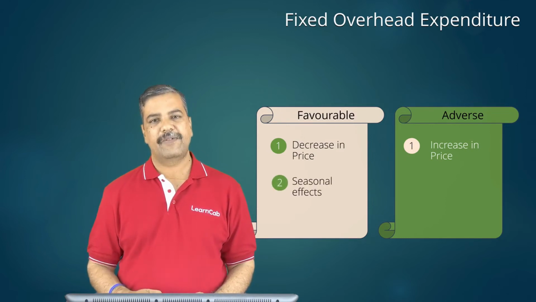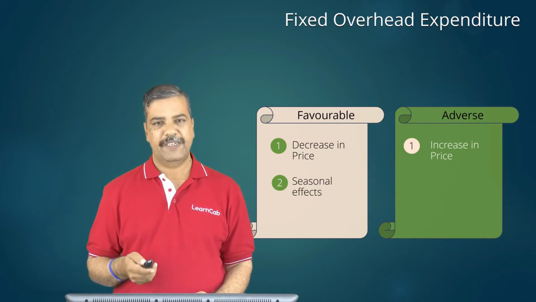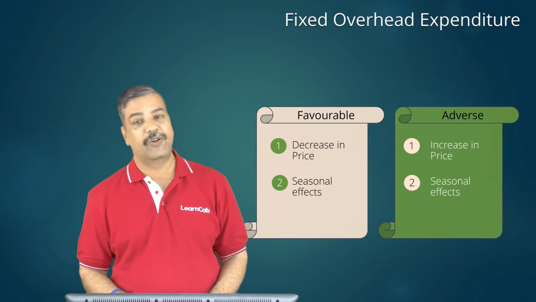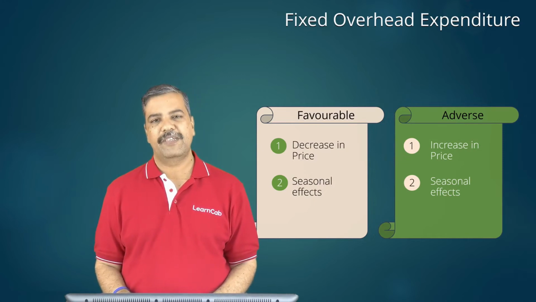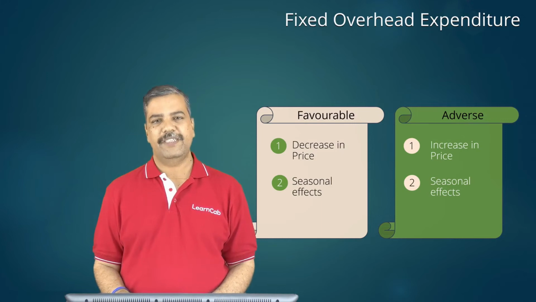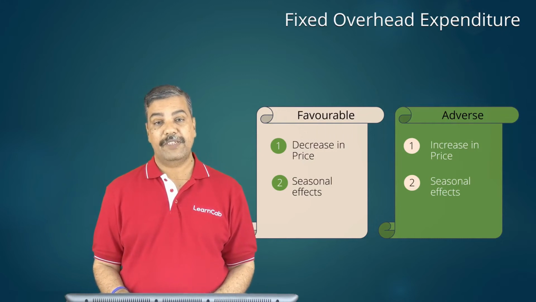Then seasonal effects are one of the reasons for change, which may create a favorable balance in case of fixed expenditure, but the seasonal effect can also be adverse here. So what is the seasonal effect we are talking about? Seasonal effect is the temporary shift in the demand due to change in the season. So that factor also should be there when you are going for fixing of the standard.